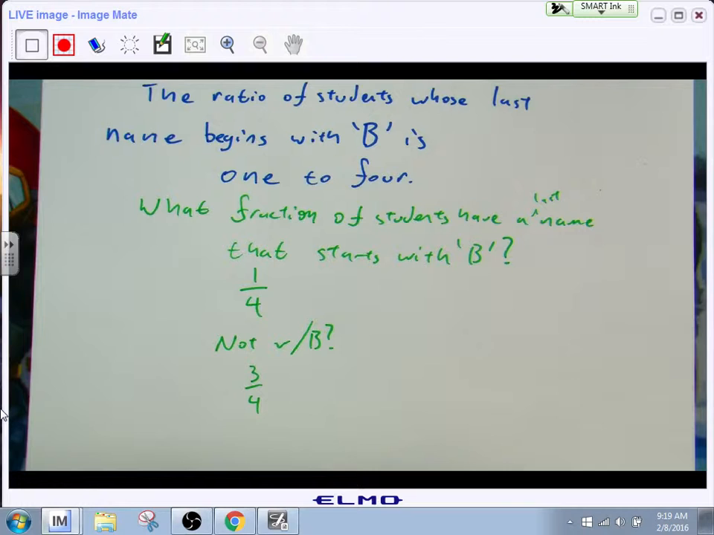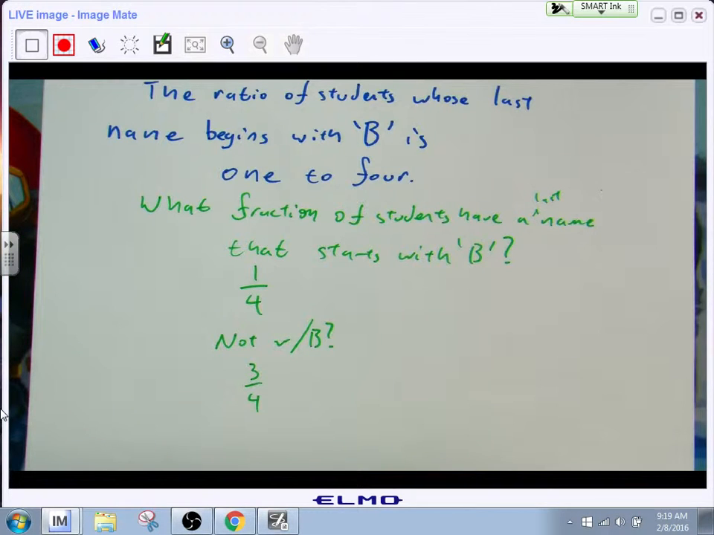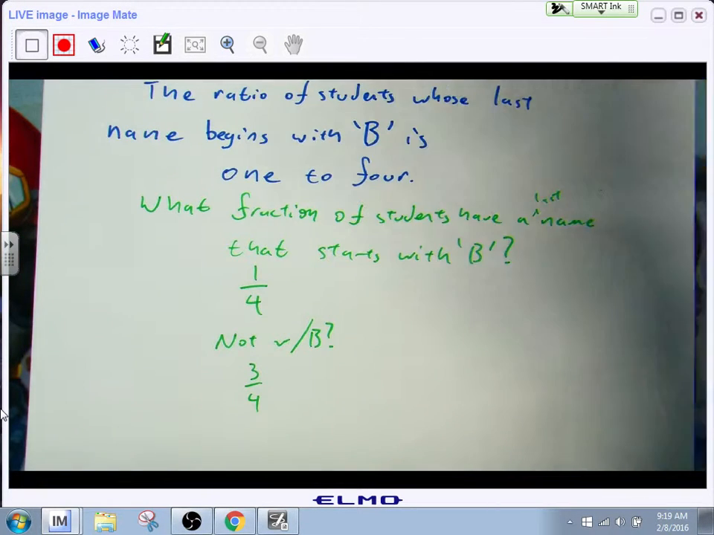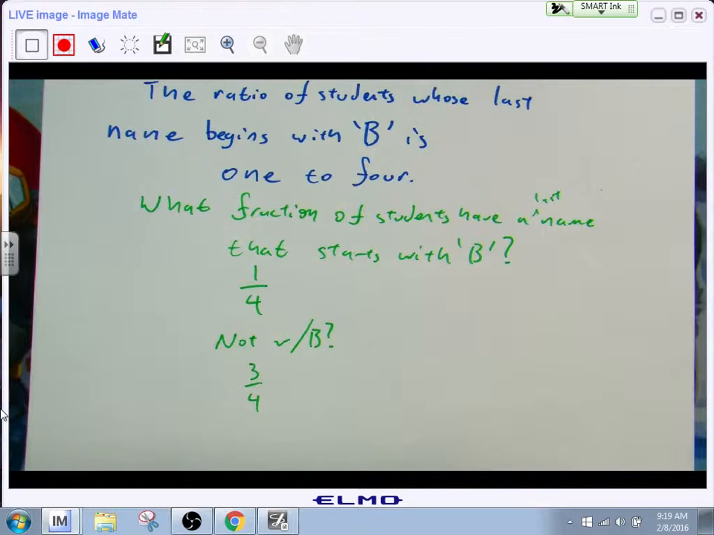Do you think I made this statistic up? Raise your hand if your last name starts with B. 1, 2, 3. There are 5 of us in this classroom of 20. I thought it was an interesting statistic. Because 5 out of 20 is a fourth.